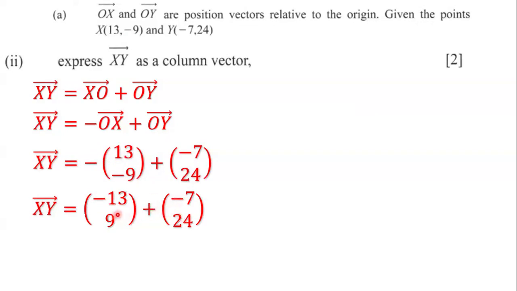And so we have to add these two vectors. We have -13 plus -7, and -13 plus -7 is -20. And then we have 9 plus 24, and 9 plus 24 is 33. So that means that XY expressed as a column vector is (-20, 33).